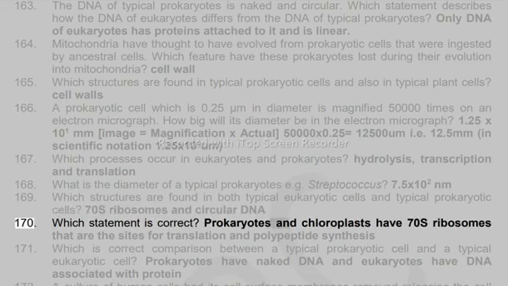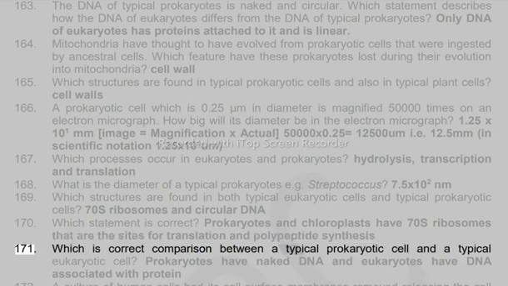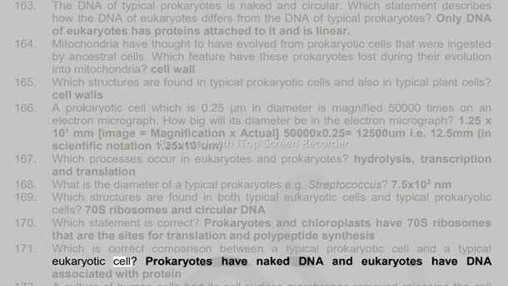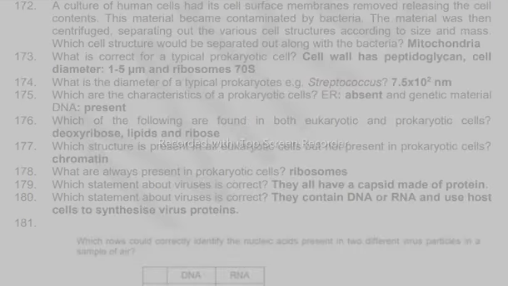170. Which statement is correct? Prokaryotes and chloroplasts have 70S ribosomes that are the sites for translation and polypeptide synthesis. 171. Which is the correct comparison between a typical prokaryotic cell and a typical eukaryotic cell? Prokaryotes have naked DNA and eukaryotes have DNA associated with protein.